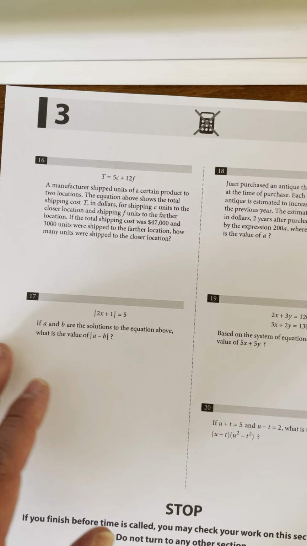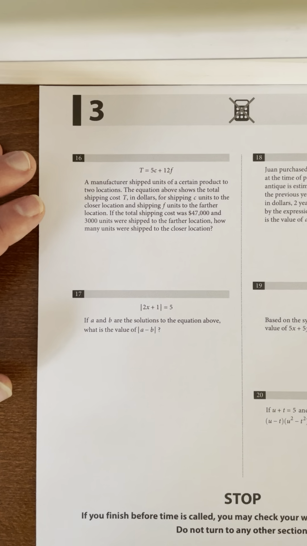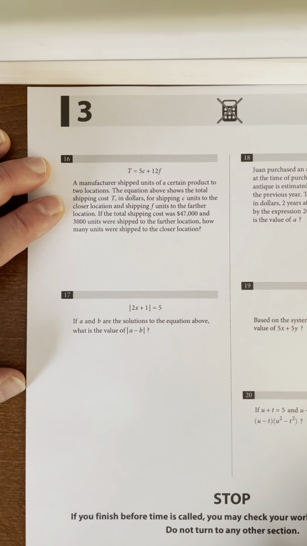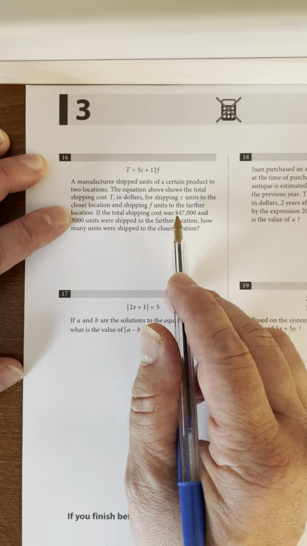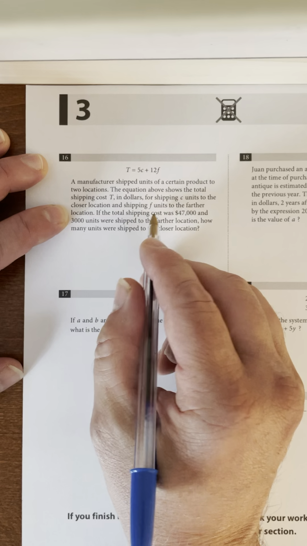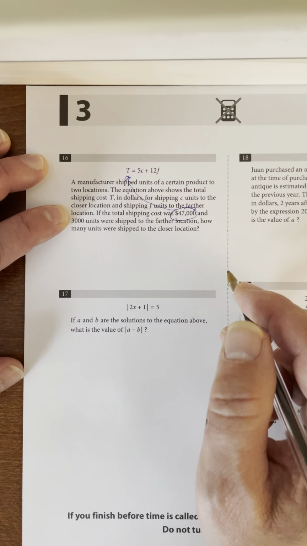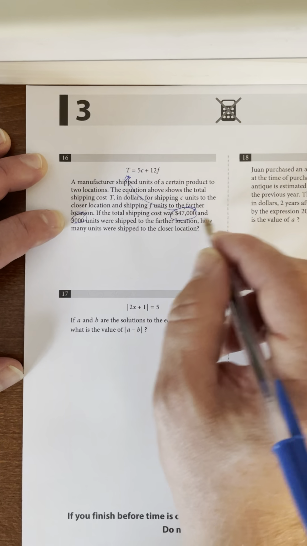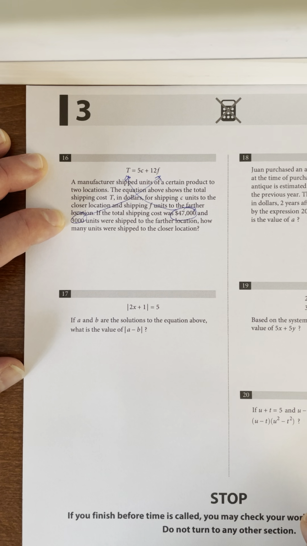All right, now we're to the end of the test where we have these grid-in questions. Okay, we have a manufacturer that's shipping units of a product to 2 different locations. And basically they're telling you T is total shipping cost, and they're giving you that 47,000, so we can plug that in there. And they have 3,000 units shipped to the further location, that's F. They're giving you a T, they're giving you F, and they're asking you to find C.